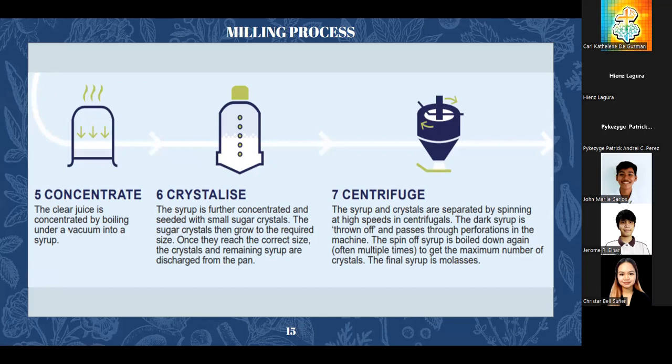After po nun is centrifuge. The syrup and crystals are separated by spinning at high speed in centrifugals. The dark syrup is thrown off and passes through perforations in the machine. The spun-off syrup is boiled down again, often multiple times, to get the maximum number of crystals. The final syrup is molasses.